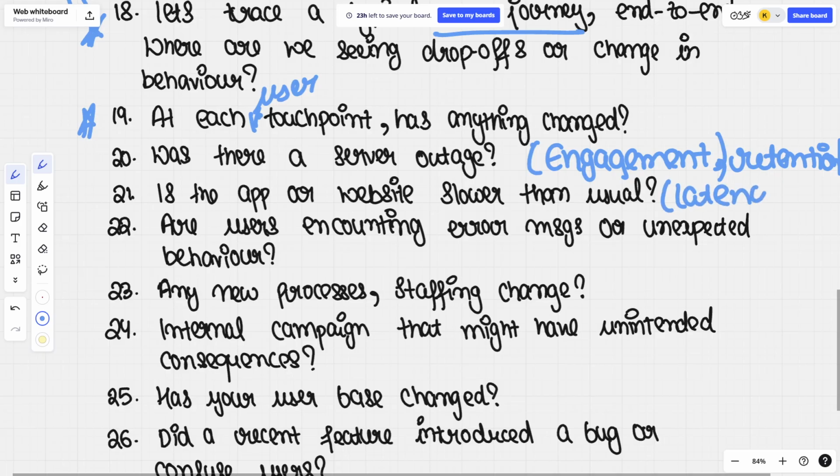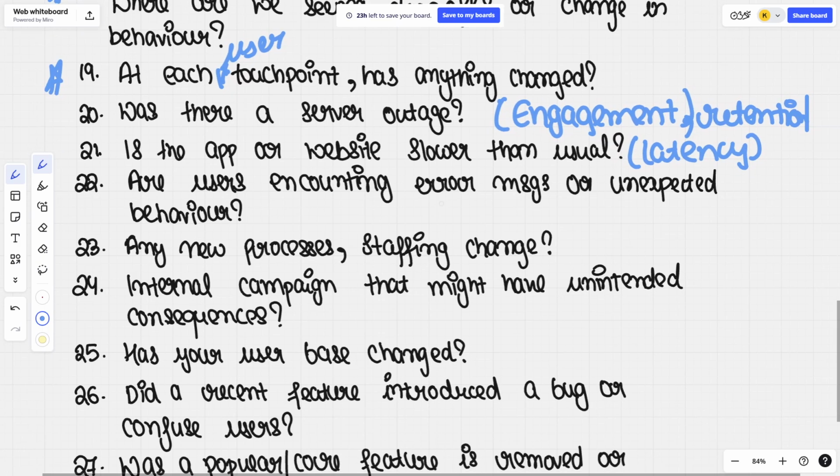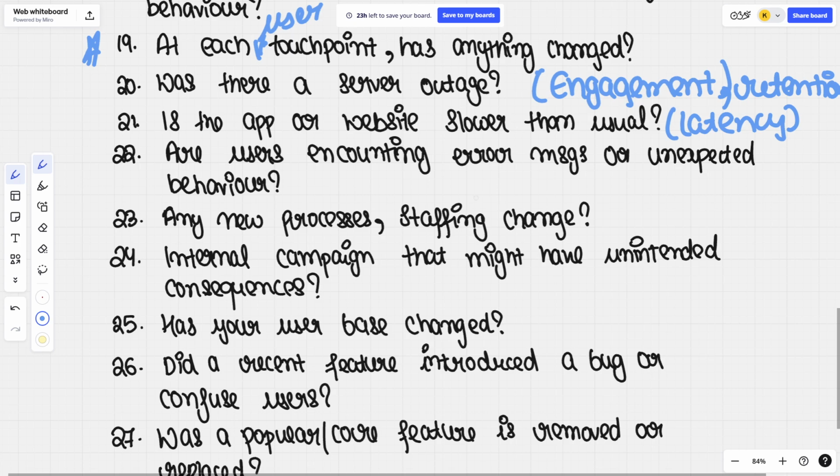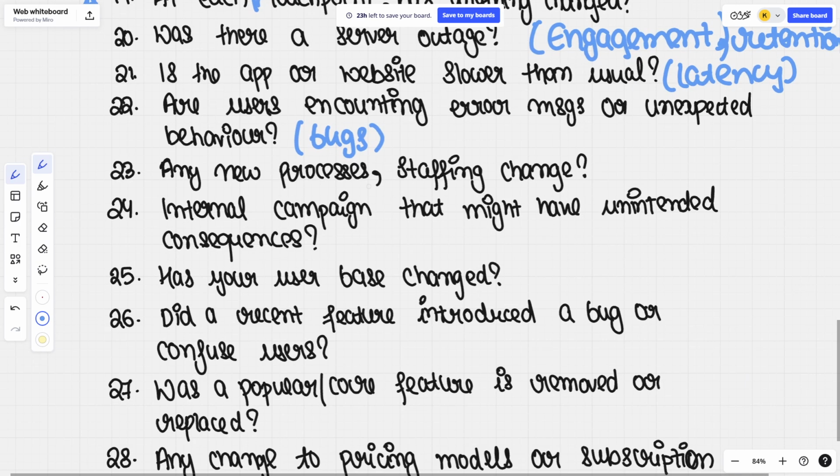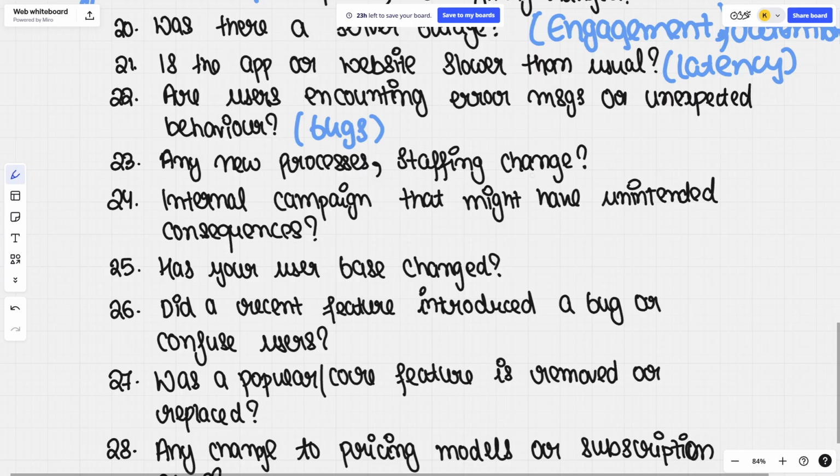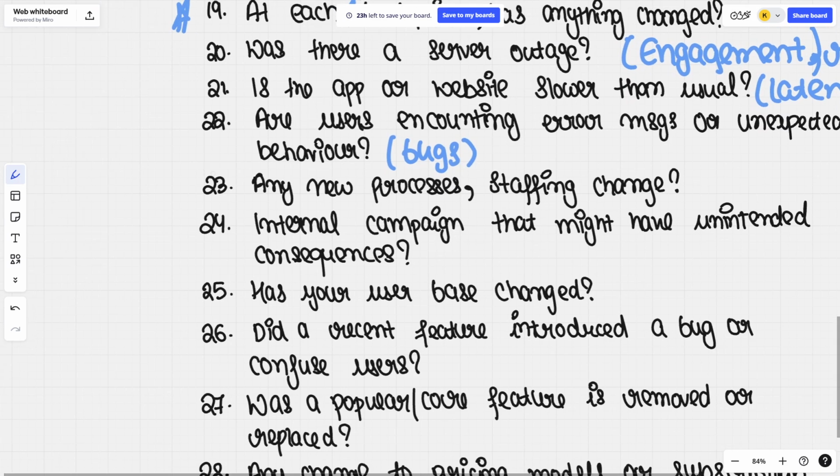So yes, this is not a common question. Similarly, this is a question where we are talking about engagement or retention as well. Are users encountering error messages or unexpected behavior? We are talking about, are there any bugs in the application or platform? Any new processes or staffing change? Have we introduced new processes, or has the staff been changed? This is a common question, but we generally ask this type of question when it is about operational efficiency, operational factors.